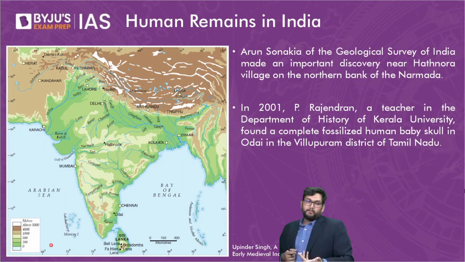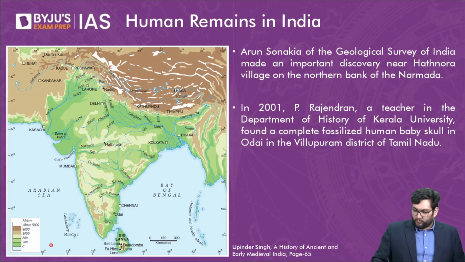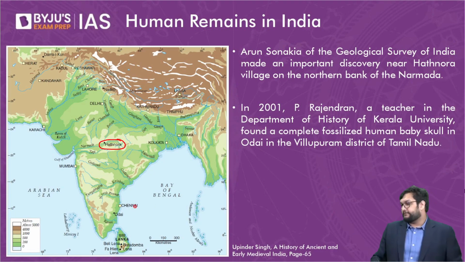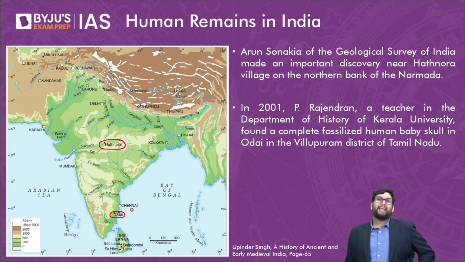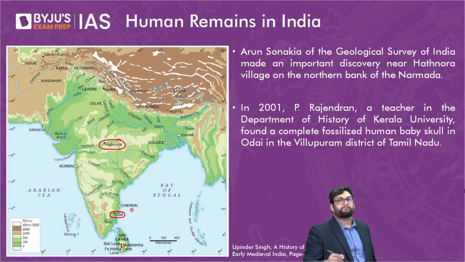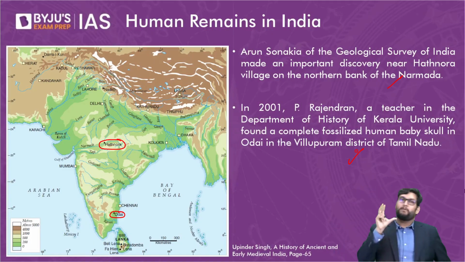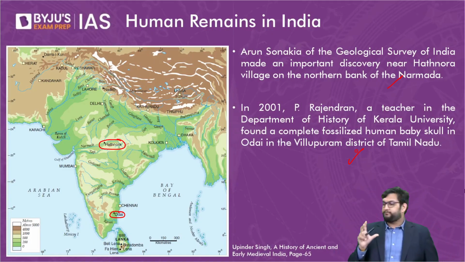Now, when it comes to our prehistory, we are a very fortunate subcontinent, because we have found in two places, and this you have to learn, one, a place called Hathnora near the Narmada Valley, and the other one called Odai. Hathnora and Odai are two sites in India where we have got a Homo erectus skull. First at Hathnora by Arun Sonakia, and then at Odai, a small baby Homo erectus skull.